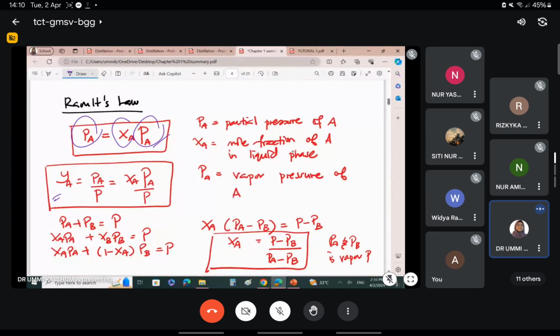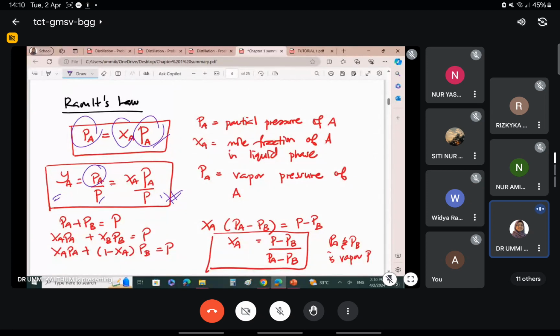So PA here is a partial pressure. Okay, partial pressure over total pressure is equal to XA PA° over P. Okay, so this equation is to determine the mole fraction in vapor phase.